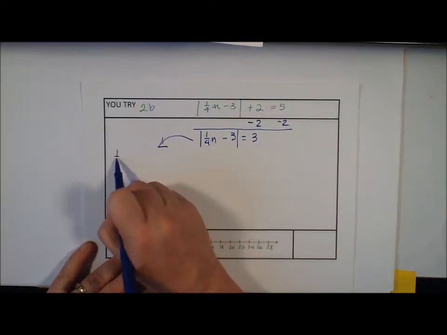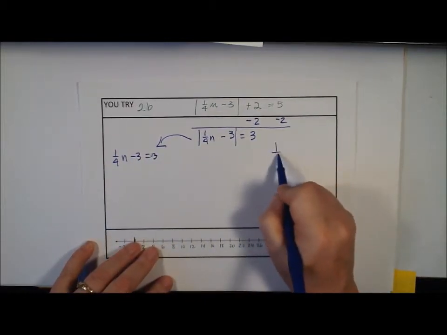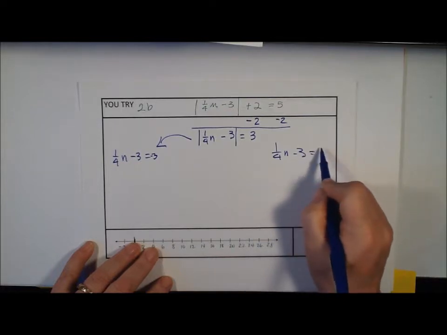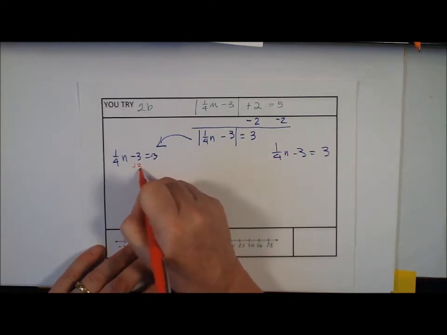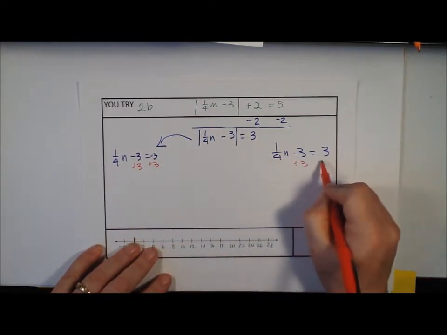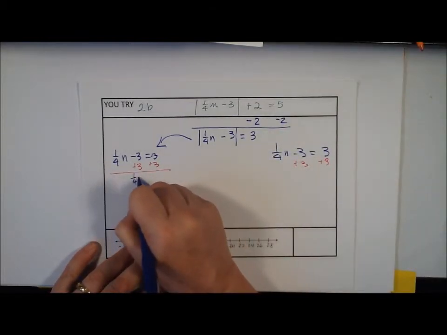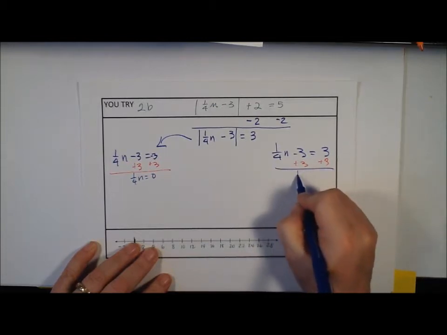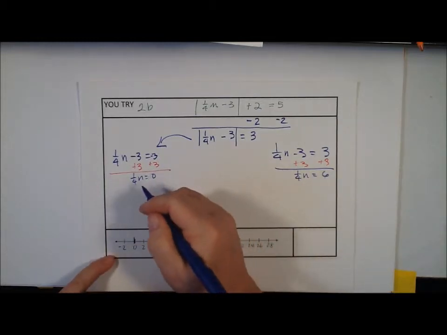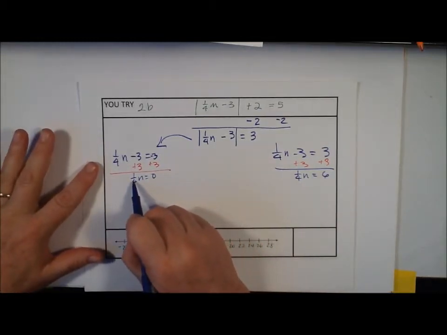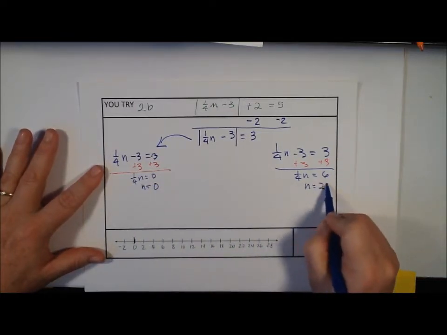Here I'll have 1/4 n minus 3 equals negative 3, and here I have 1/4 n minus 3 equals positive 3. Solve it algebraically, add the opposite. And I have 1/4 n equals 0, and I have 1/4 n equals 6. And multiply both sides by 4. I have n equals 0, and I have n equals 24.